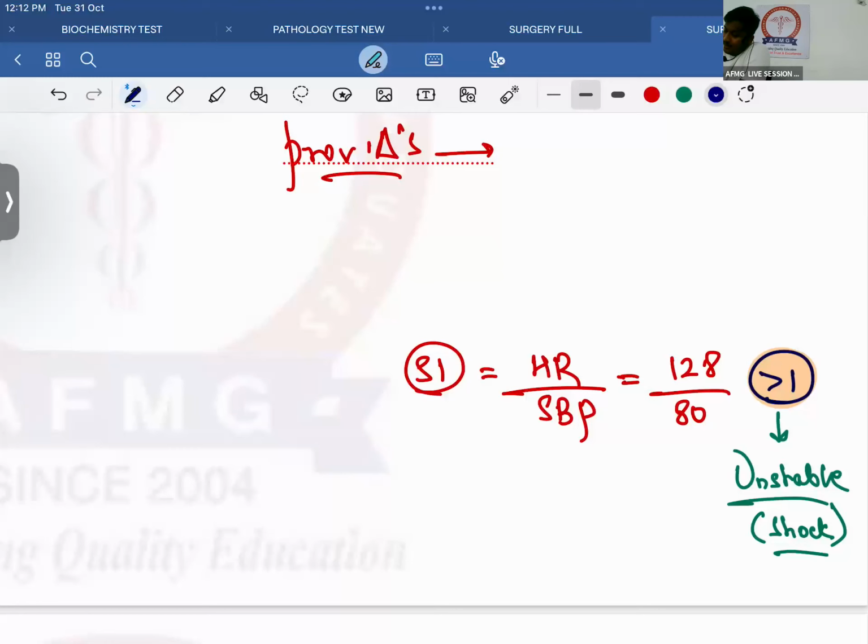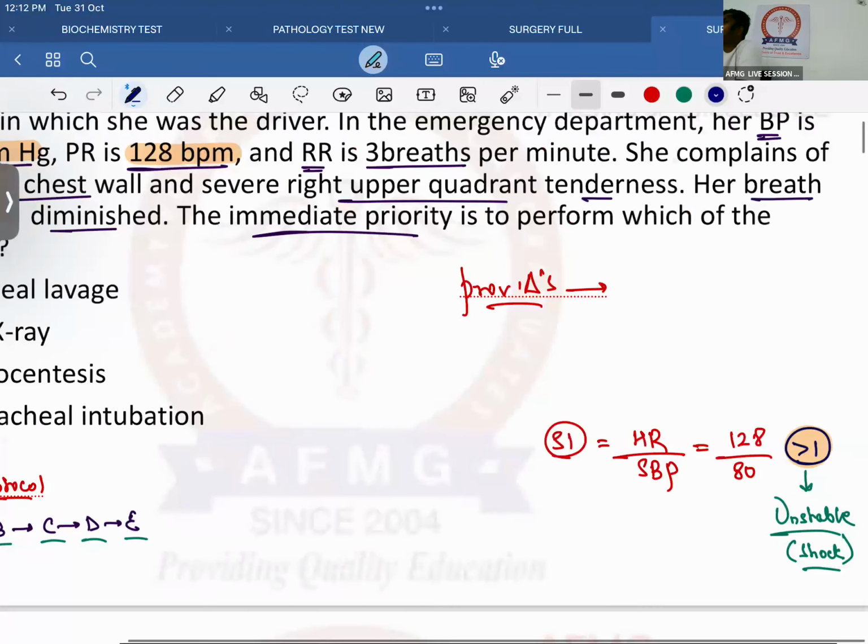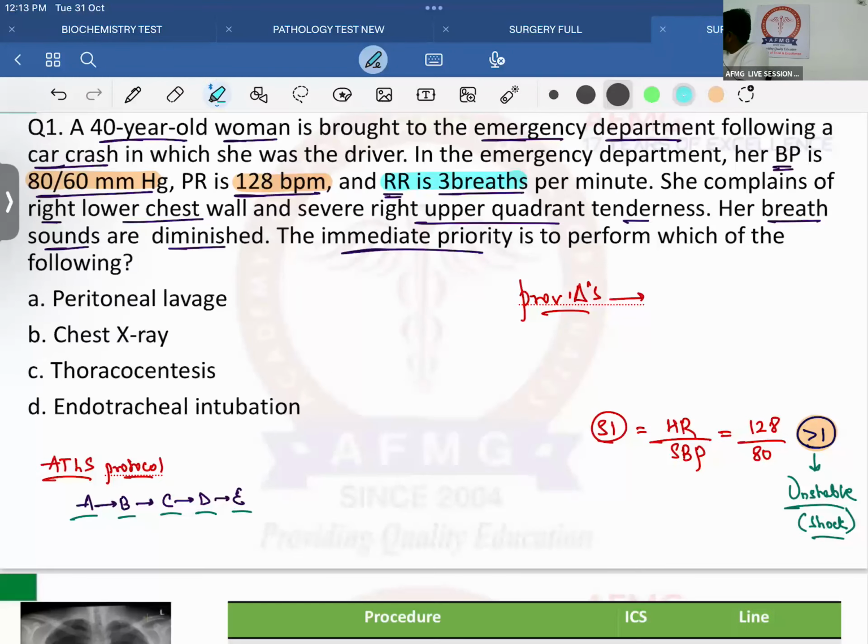But after this, they have said that the respiratory rate of the patient is 3 breaths per minute. What is the normal respiratory rate? 12 to 20 breaths per minute. Here it is very, very less. Is your patient able to breathe? No, your patient is not able to breathe. The patient is having very much difficulty in breathing. And apart from that, you can see that the breath sounds are diminished. So is the air able to enter inside the lung? No.